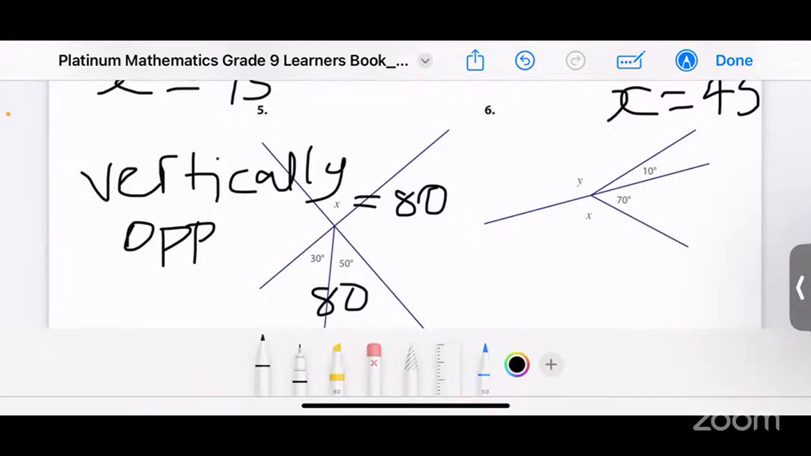How can we determine the value of x? What is the value of x? 110. 110, because we are saying 180 minus what? 180 minus 70. That's a straight angle, ne?